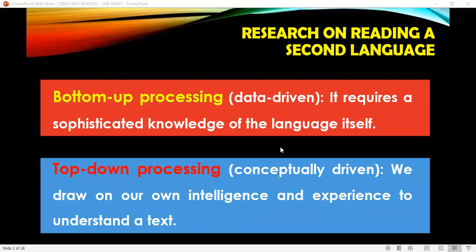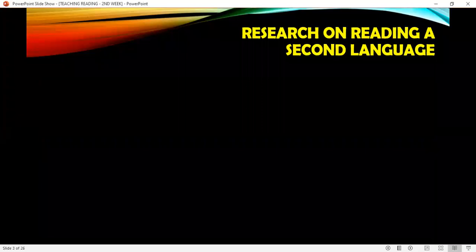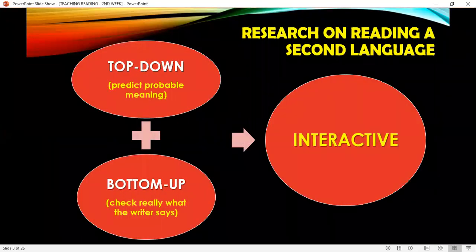All right, okay, so here we are going to have a mixing. We are going to mix these two processes. As you can see here, the top down, you're predicting probable meaning, and the bottom up, check really what the writer says. Don't forget about these two ideas. Top down, you're predicting probable meaning because you're going to use your own ideas, your own experience, your schemata, remember that? And the other one is to analyze, to check, as it says, to check really what the writer says. This is the bottom up.